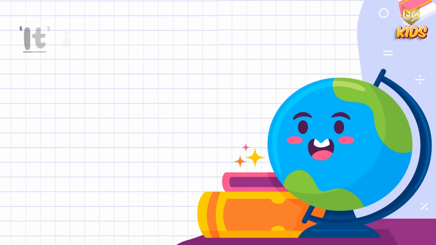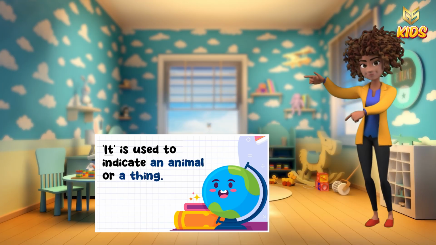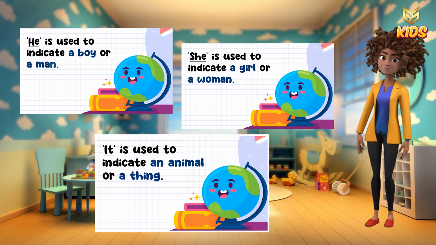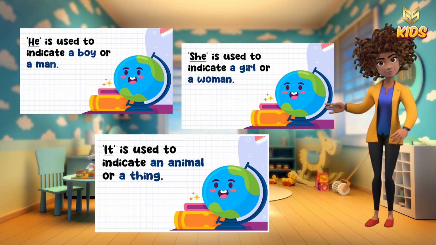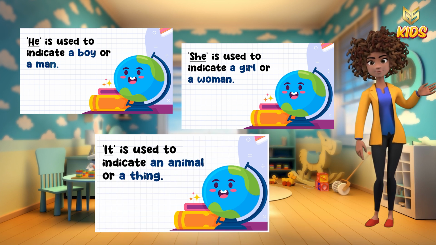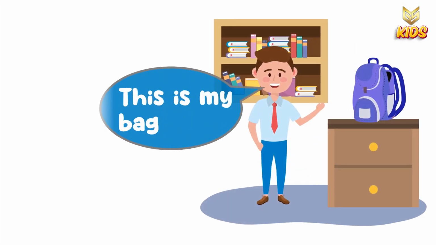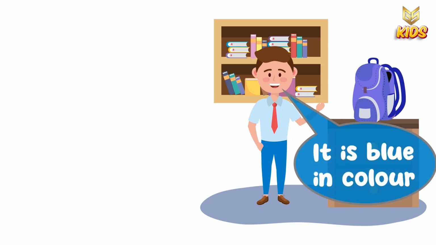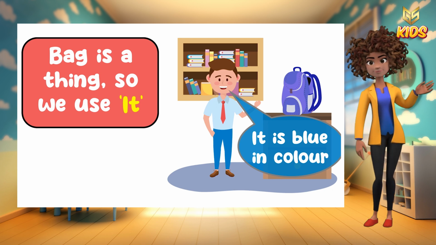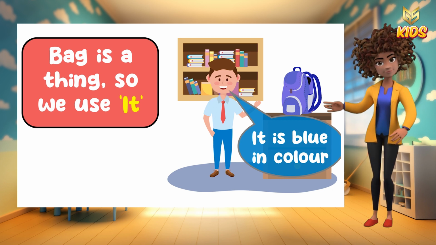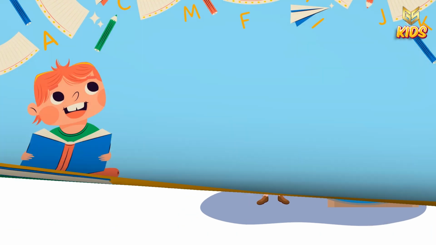Now the next one is it. It is used to indicate an animal or a thing. As he is used to indicate a man or boy, and she is used to indicate a woman or girl, it is used to indicate an animal or a thing. Let's look at an example. This is my bag. It is blue in color. Here bag is a thing, so we use it.